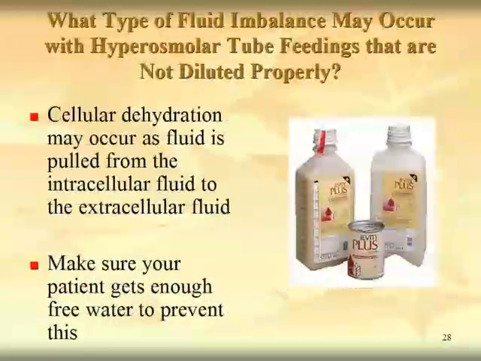Some fluid imbalances can occur if the patient is getting some sort of a hyperosmolar tube feeding, if it's not diluted properly. There could be a cellular dehydration problem, because the fluid actually gets pulled from the intracellular fluid to extracellular. So make sure your patient is getting enough free water to prevent this type of a problem, and just follow hospital protocol on giving NG feedings.